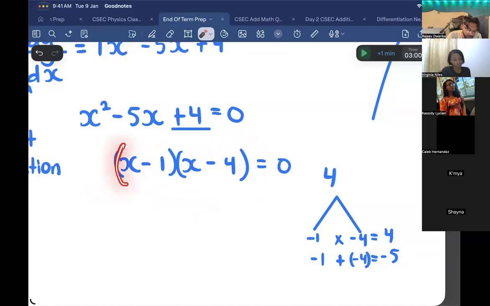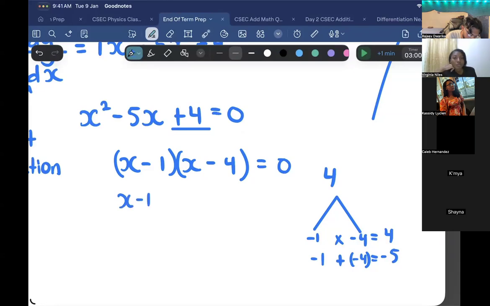So we have this product. We have these two things multiplying by each other. So remind me, Cassidy. Oh, 0. Wait. Let me cook. Okay. So I have x minus 1 and then x minus 4. So I'll have x minus 1 equals 0 and x minus 4 equals 0. And then x would just be 1 and x would be 4.